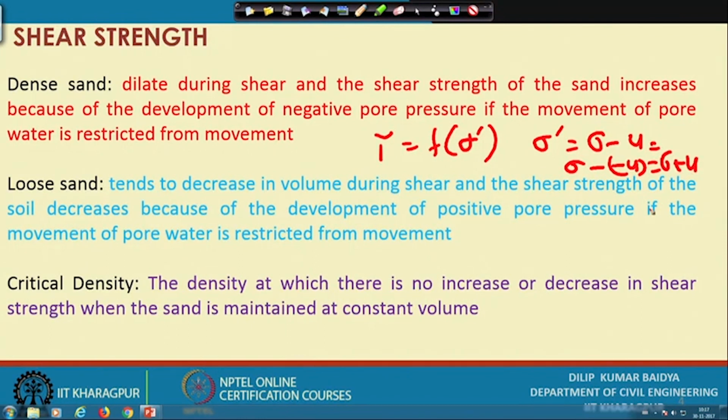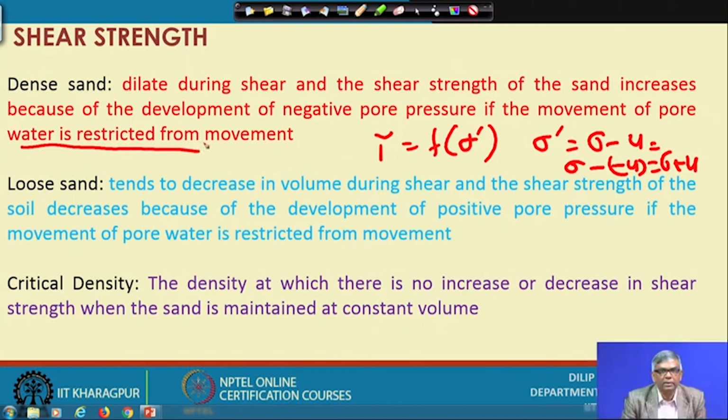So, when you conduct a test on dense sand, because of this volume increase, the pore pressure will be negative, and as a result it will give you an increase in shear strength. And of course, the movement of pore water is restricted, that is another thing. If the water movement is not restricted, then it will simply be drained.